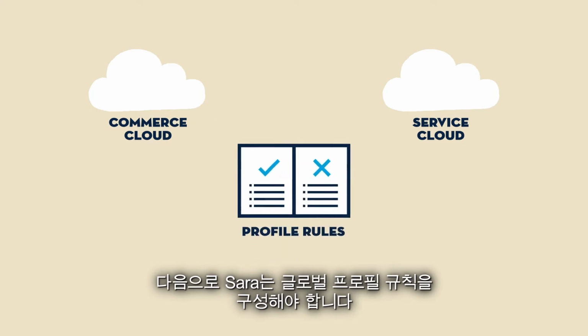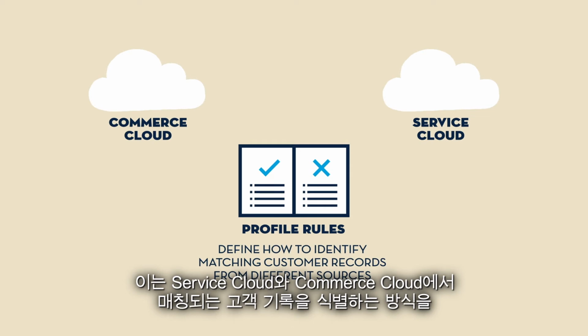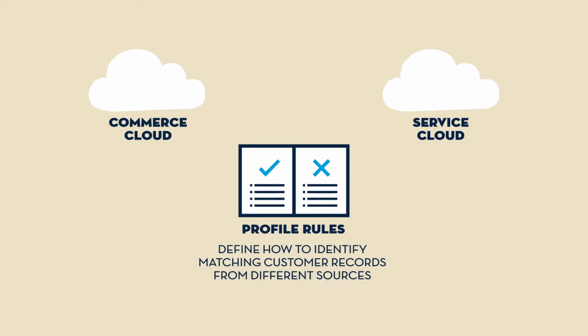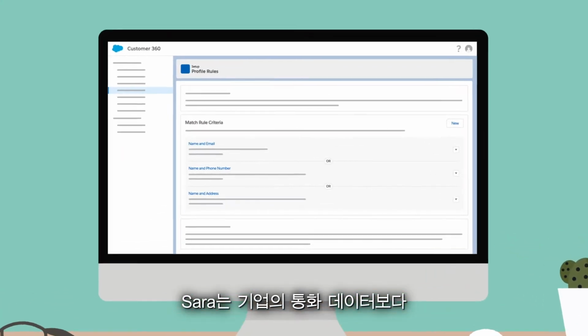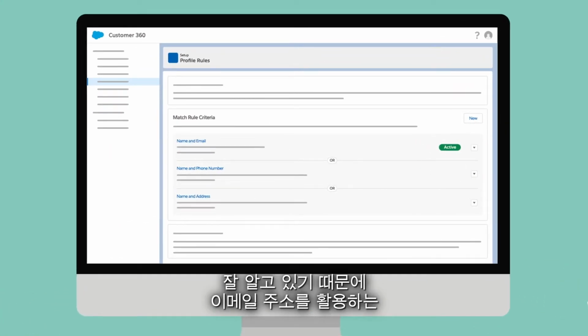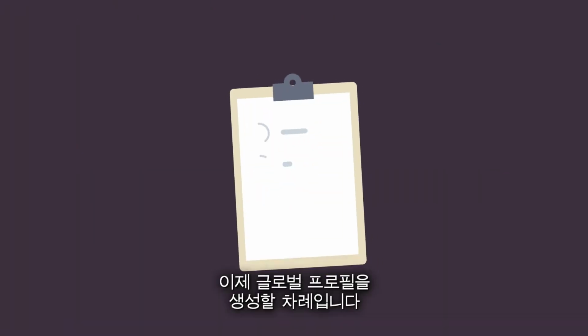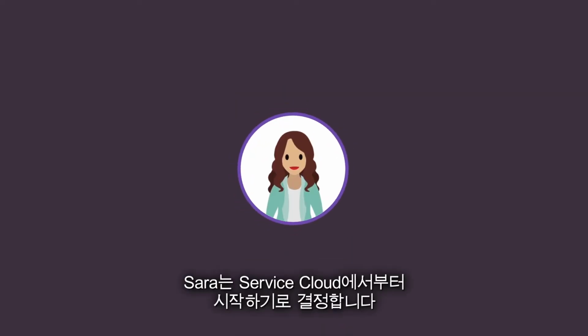Next, Sarah needs to configure global profile rules that define how the Data Manager identifies matching customer records across Service and Commerce Clouds. She activates a matching rule that uses email addresses to match records because she knows her company tends to have better quality email data than telephone data. Now it's time to create the global profiles. Sarah decides to start with Service Cloud.